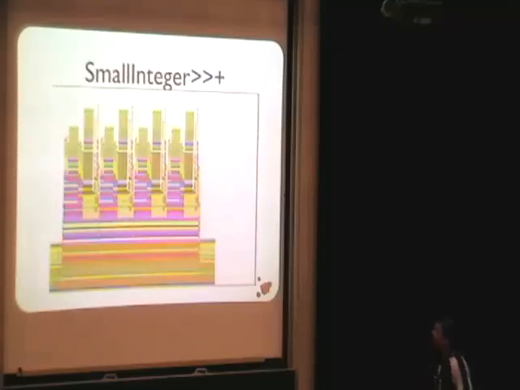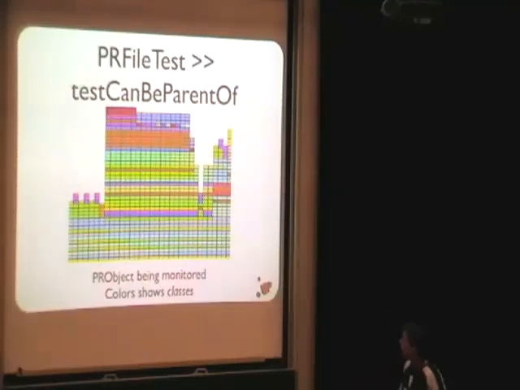For example, this one, say, I monitor the method plus, and then I open four windows this way. So then I have this graph. Then there are a few other maps, such as each color here is a class.